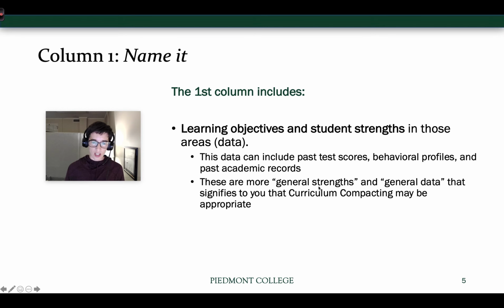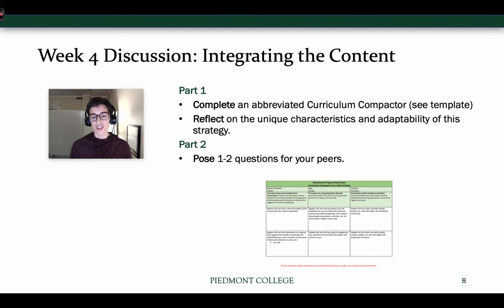So you're going to pick one unit of study and you're going to fill out just 6 little boxes: 2 boxes for column 1, 2 boxes for column 2, and 2 boxes for column 3. And in just a moment, I'm going to pull up the document and guide you through that.